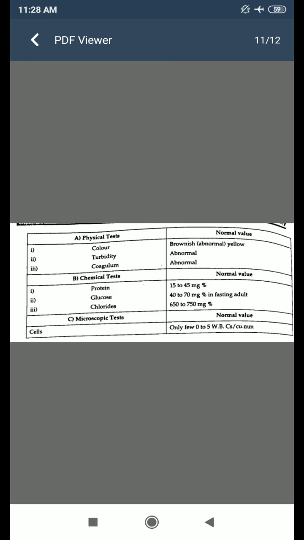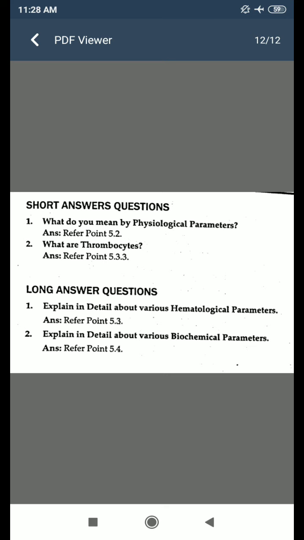Here we complete chapter number 5, physiological parameters. These are the questions, which are most important. What we have seen in this lecture: pathoclinical parameters. First urine analysis, then stool examination, cerebrospinal fluid analysis.